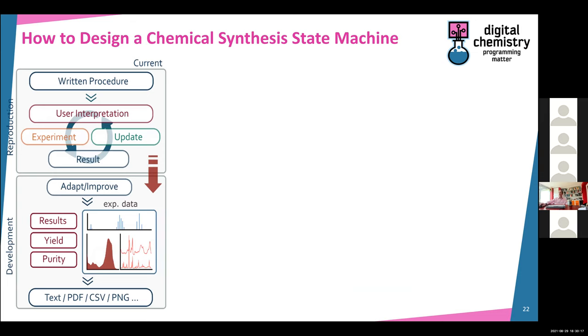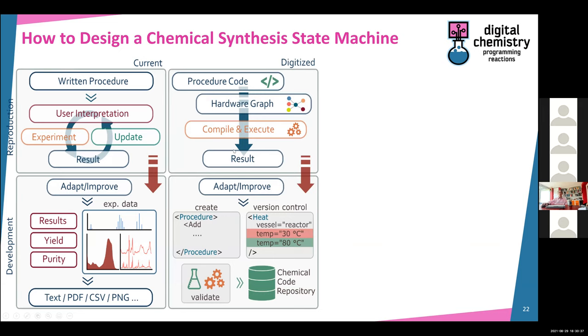The reason it's a big problem is that you currently have to take a written procedure, like from a text, interpret it, do an experiment, get a result, and then it's all very manual. You improve it step by step. What if you could write code, and that code would run a robot and just make the molecule? That's the dream. Can we use code to make molecules?